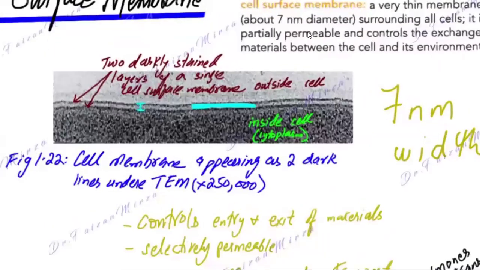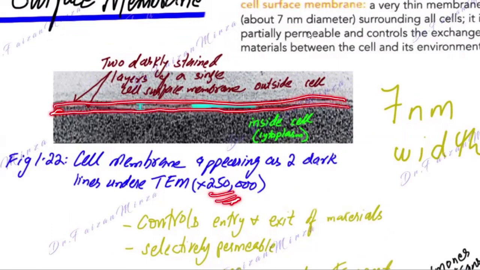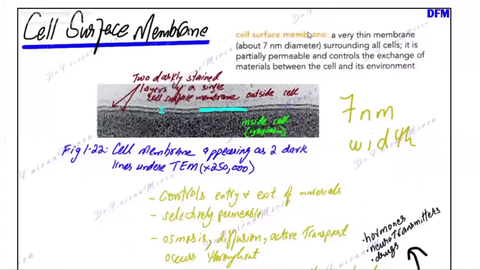If you see, this layer is the cell surface membrane, and it appears to be made up of two layers. These are not two membranes, it's one membrane, but this is what the cell surface membrane looks like at 250,000 magnification of an electron microscope. Two layers forming one cell surface membrane. And the width of these two layers of one cell surface membrane is 7 nanometers.